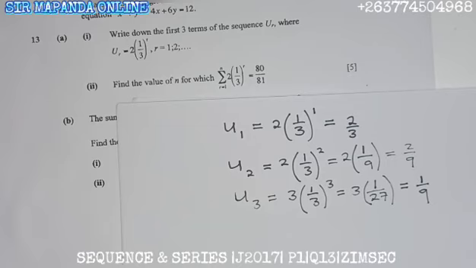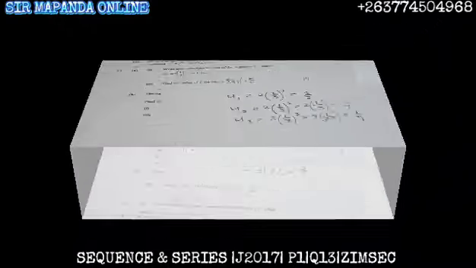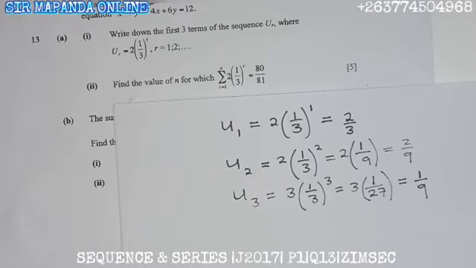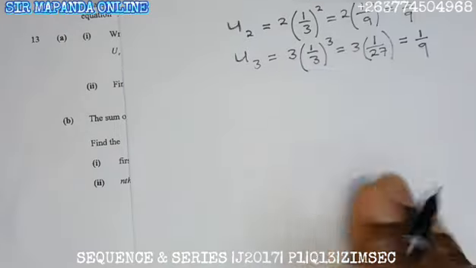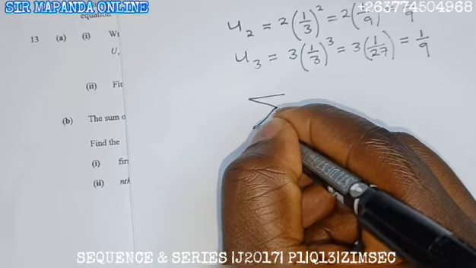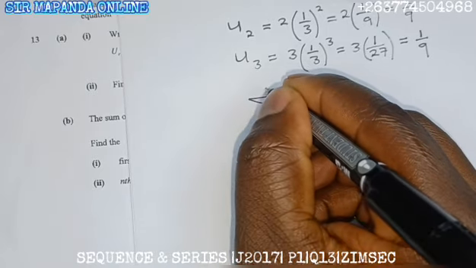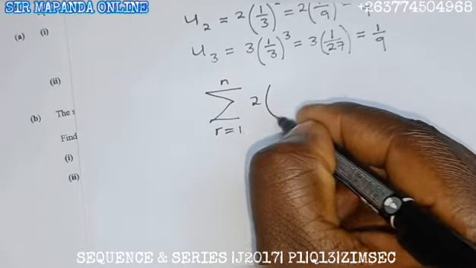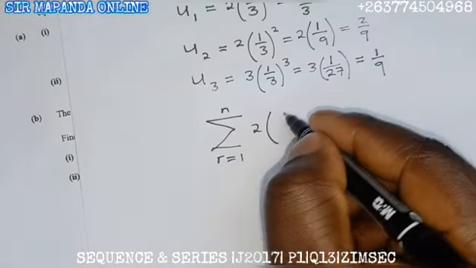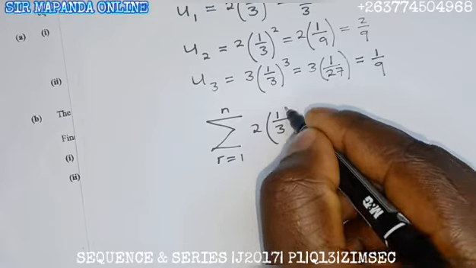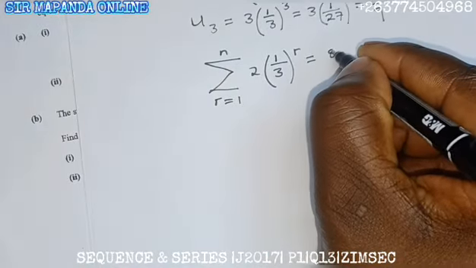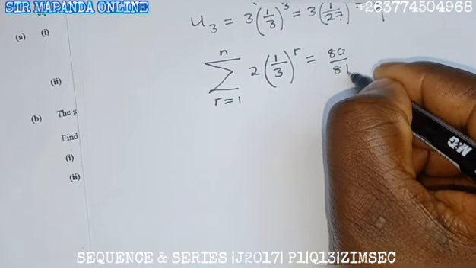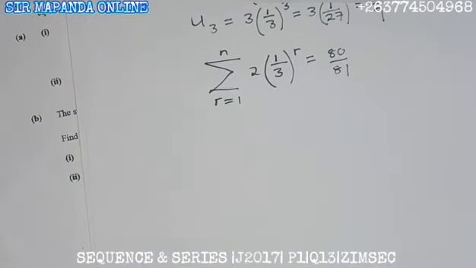Then we move on to item 2. Find the value of n, right, for which the summation of r equals 1 up to n, then we have 2 open bracket 1/3 to the power of r, is equal to 80 over 81. They want you to find the value of n, right?